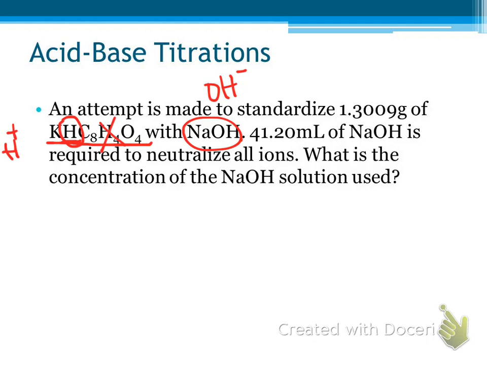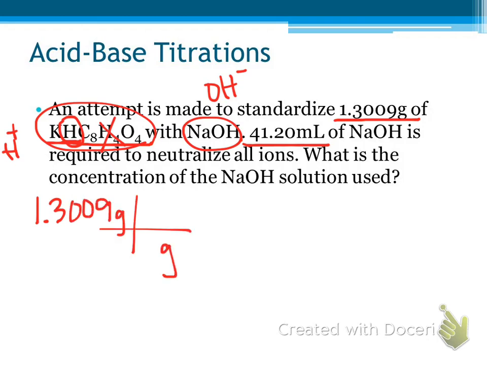It says we have this many grams of our compound, and we started with this many milliliters of sodium hydroxide. So what's required? The first thing we want to do is find out how many moles of our acid we used. It says we used 1.3009 grams, but we don't work in grams, we need to work in moles. So the first thing we do is convert our starting amount of acid to moles. The molar mass of that molecule, called KHP, is 204. I'll just tell you the molar mass there, 204.